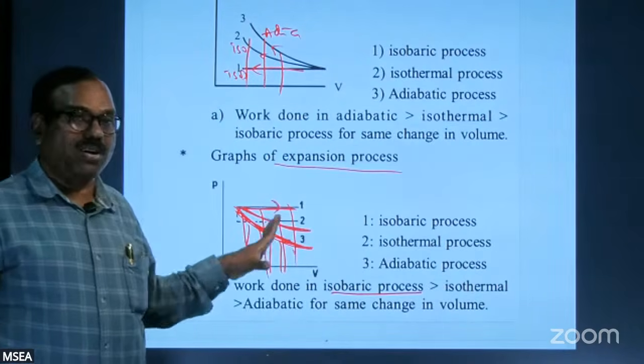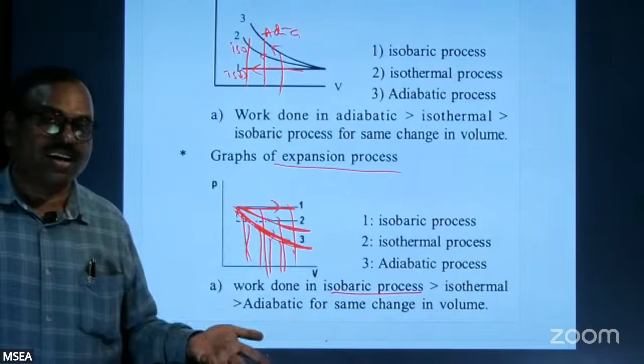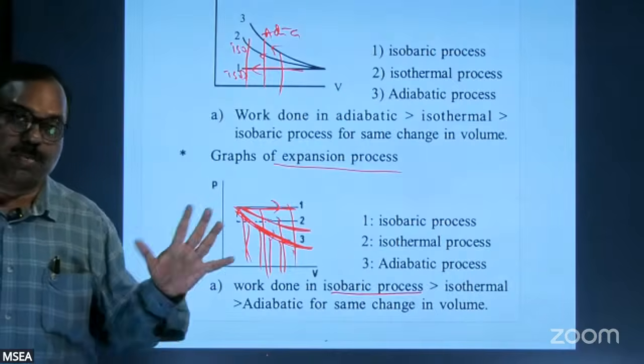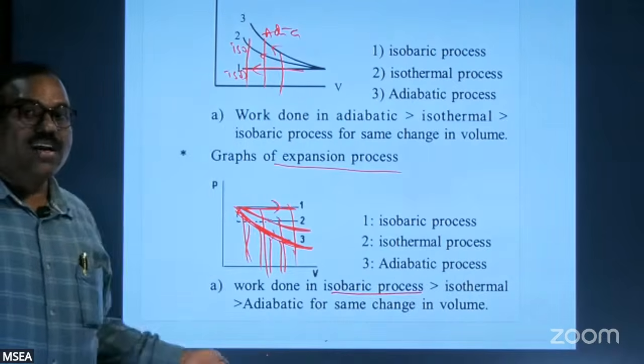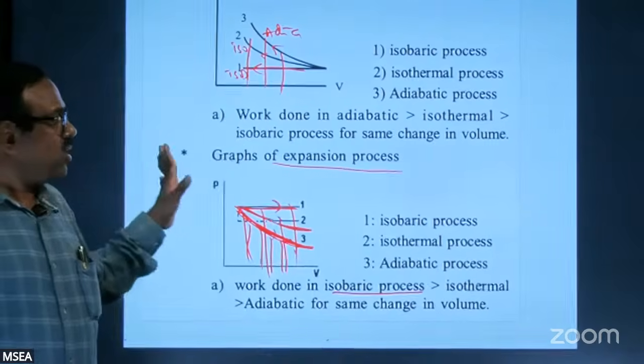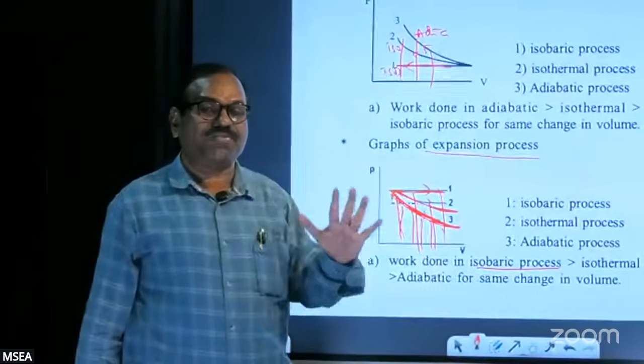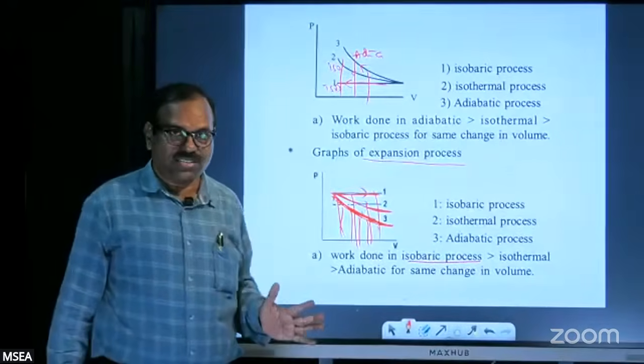This is one important point. Just go through all the work done and the different types of processes. Then you can do the questions in this chapter. So just go through this, and you can definitely attempt the questions.